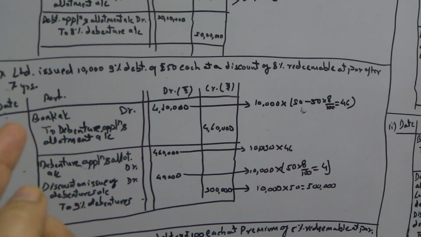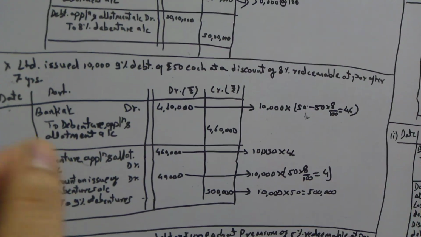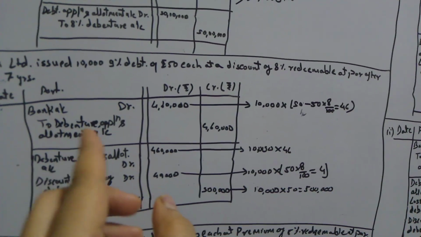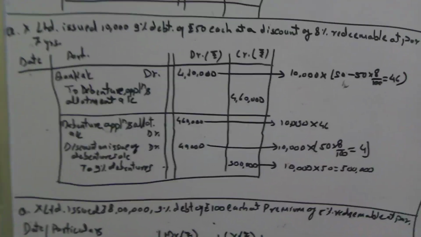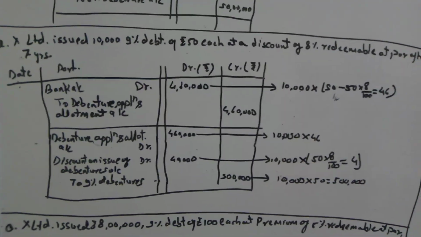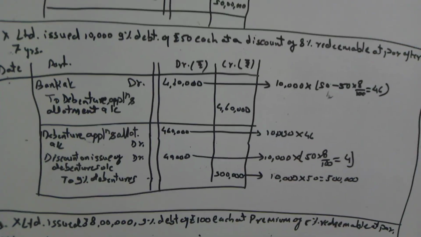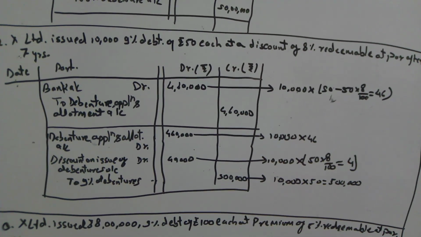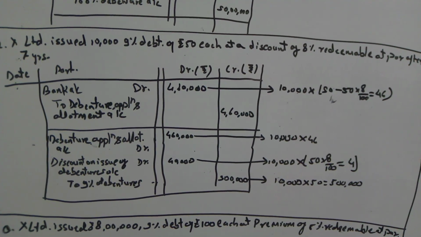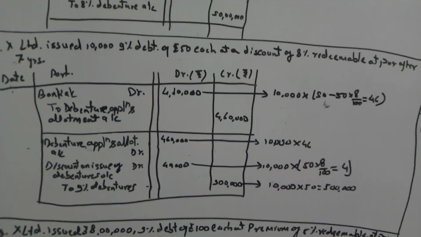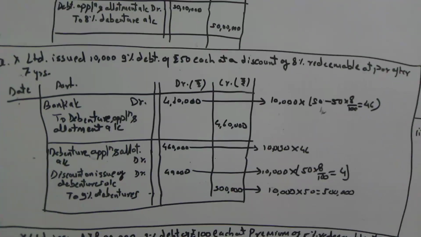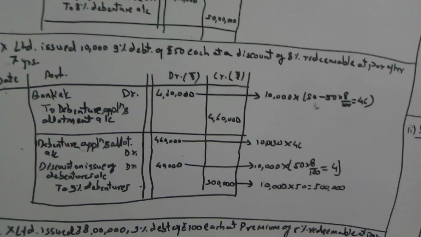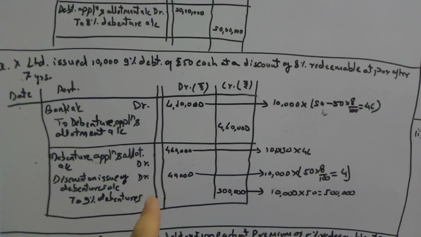So this is the first entry you have written. Now you have to write bank account debited to debenture application and allotment account. The narration will be the same again, being amount received. Then the second entry is the transfer entry. Debenture application and allotment account debited, discount on issue of debentures account debited, to 9% debentures account. As you can see in the question, debentures are issued at discount, therefore discount is a loss. That is the reason the discount on issue of debentures is debited.